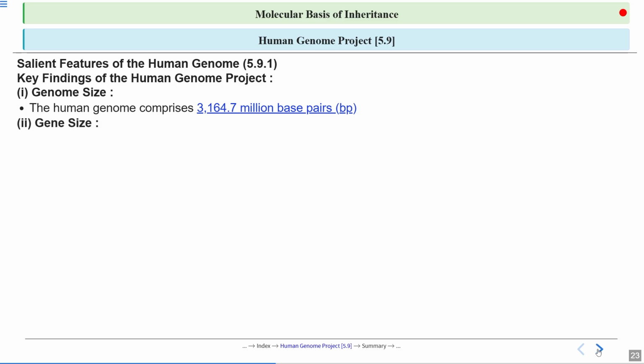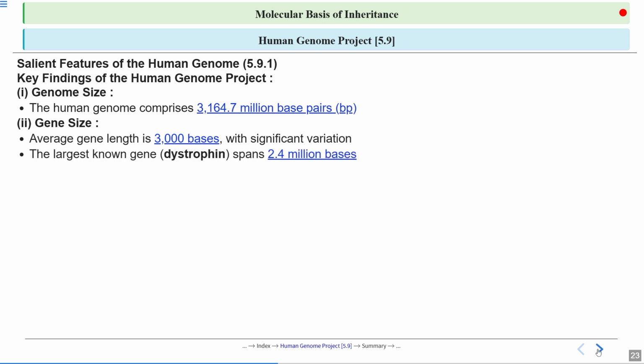3164.7 million base pairs. Gene size, if we talk about, so the average gene length is 3000 bases with significant variation. The largest known gene, the dystrophin, spans 2.4 million bases. So see, this is not something that you guys need to understand, but these are some things that you guys need to remember, that what is the human genome comprise of, this much billion base pairs, what is the average gene length. So these are important things that you guys need to remember.